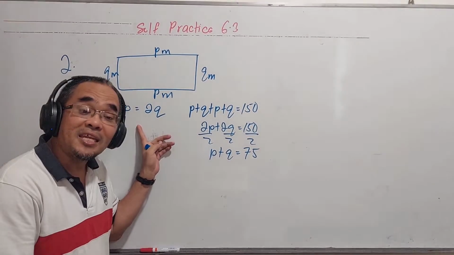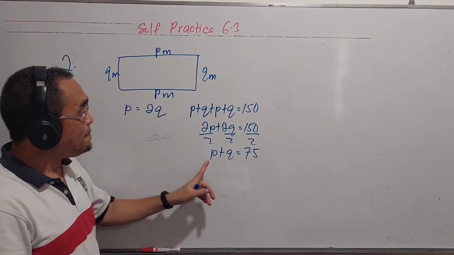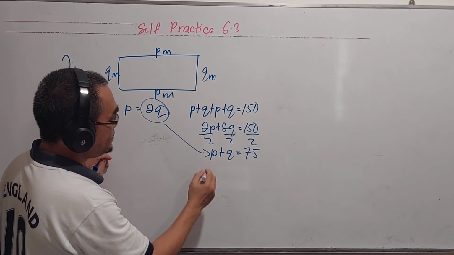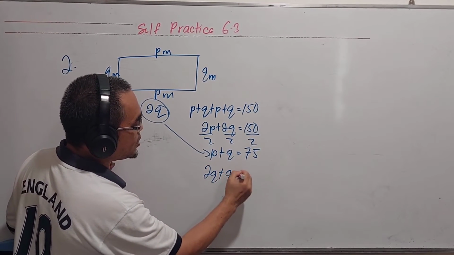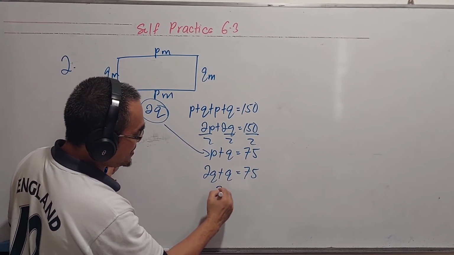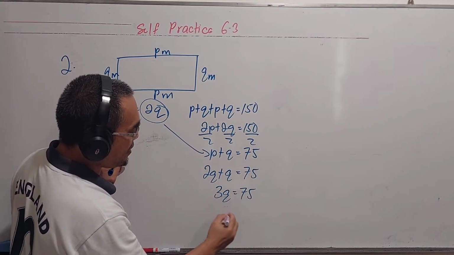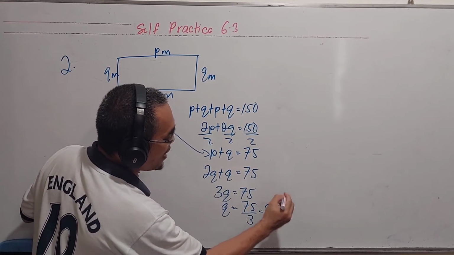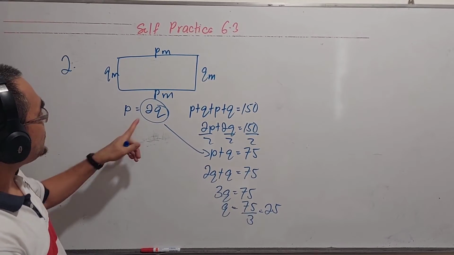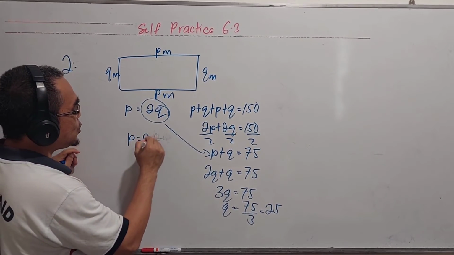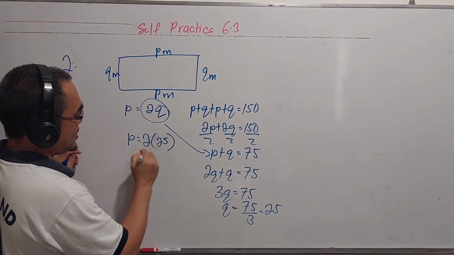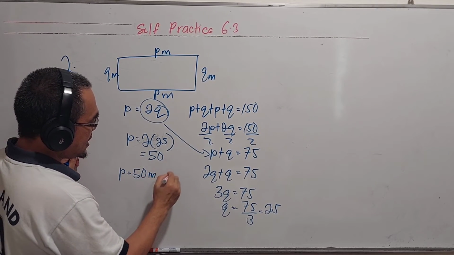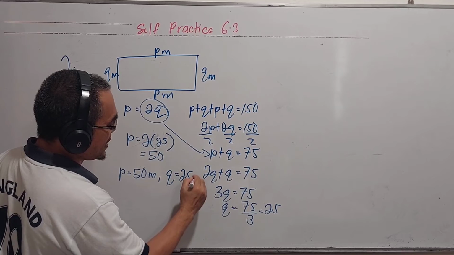So since P equal to 2Q is already the subject, I will replace P here as 2Q. Here I will replace where P is. So 2Q plus Q equal to 75. So it means this is 3Q equal to 75. So Q will be 75 over 3, which is 25. Q is 25, so in order to know P, it is 2 times 25, which is 50. So P is 50 meter, Q is 25 meter.